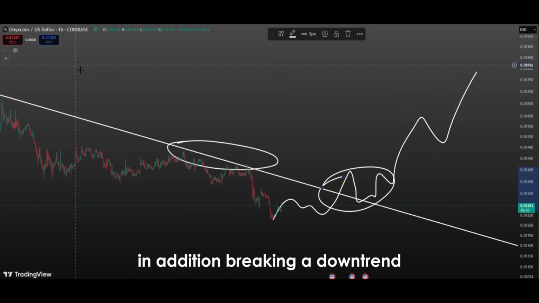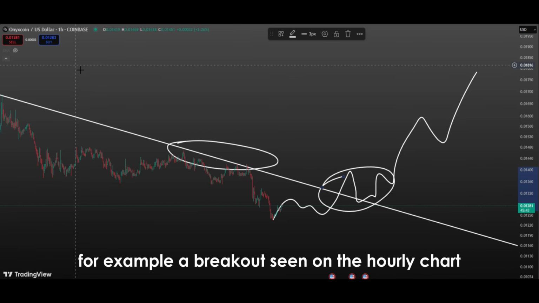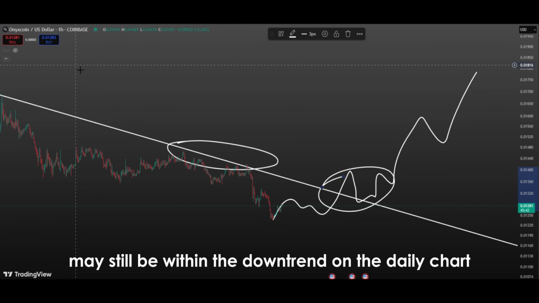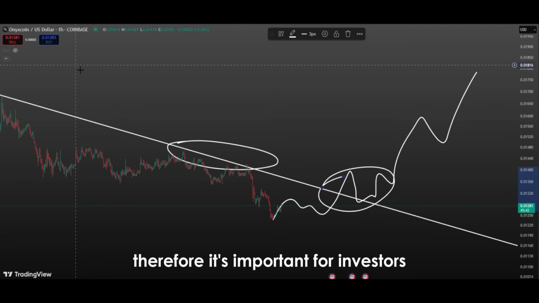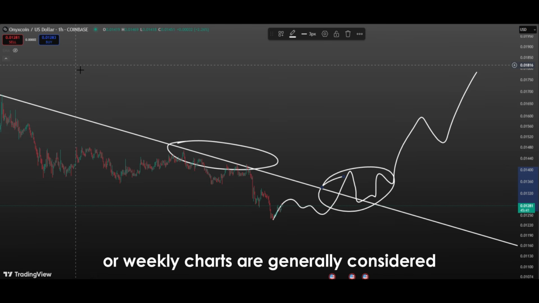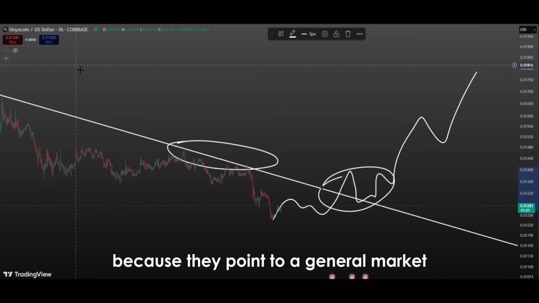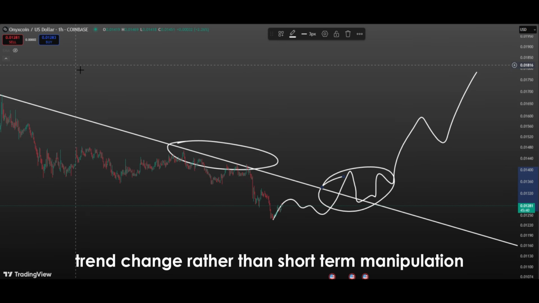In addition, breaking a downtrend should also be examined in different time frames. For example, a breakout seen on the hourly chart may still be within the downtrend on the daily chart. Therefore, it's important for investors to check different time frames to protect themselves from false signals. Breakouts on daily or weekly charts are generally considered stronger and more reliable because they point to a general market trend change rather than short-term manipulation.